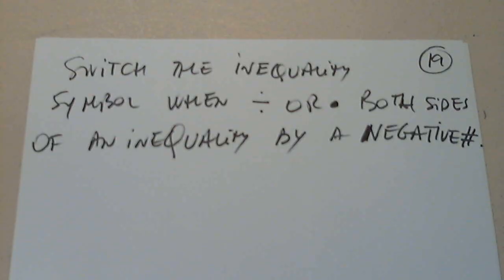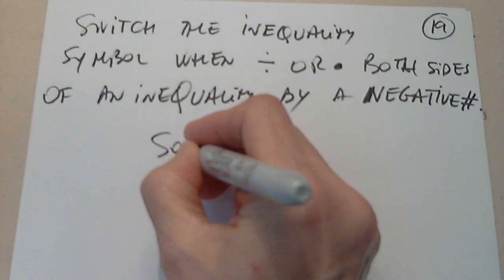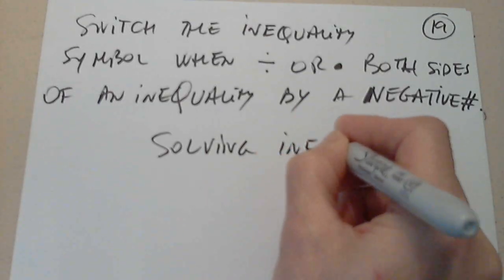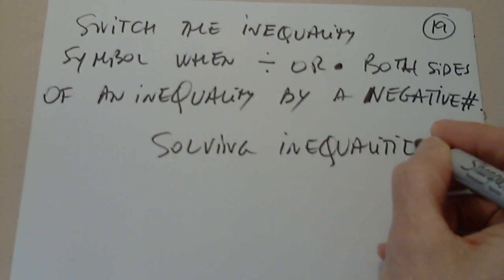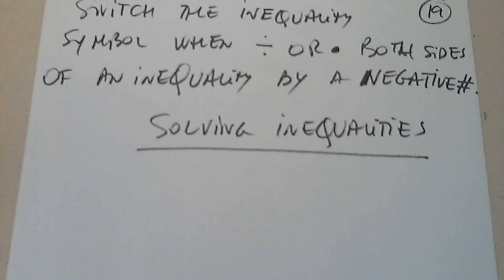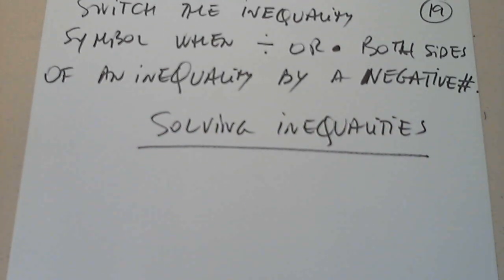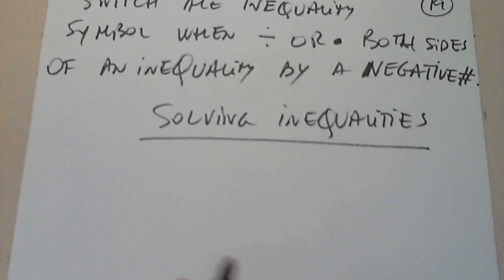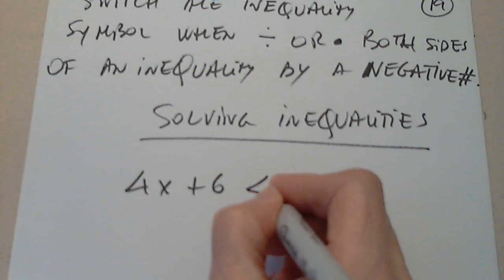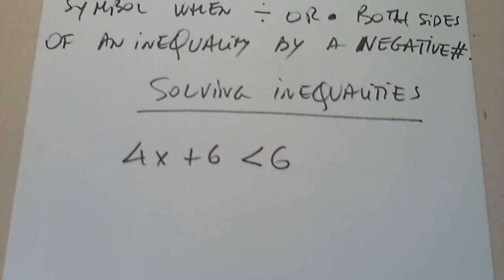Okay, I think we are ready now to solve inequalities. Solving inequalities is very similar to solving equations. It's just that the symbol is an inequality symbol. So here's our first inequality: 4x plus 6 less than 6. Do not change the inequality symbol to an equal sign. Please do not ever do that.